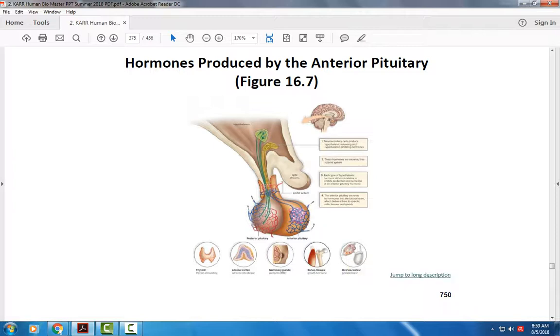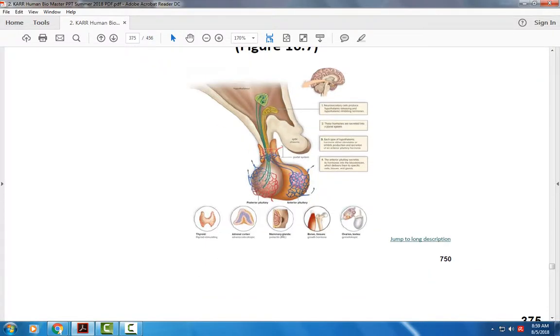So the anterior pituitary really has a strong control over the endocrine system. But again, it's the hypothalamus up here that has ultimate control, because it's constantly sampling and deciding when to tell the anterior pituitary to secrete its hormones.